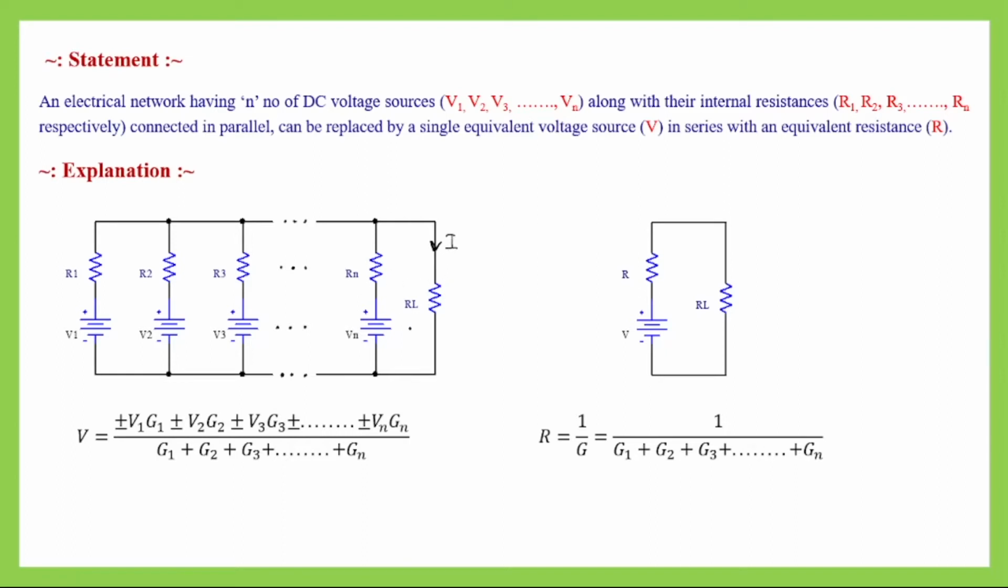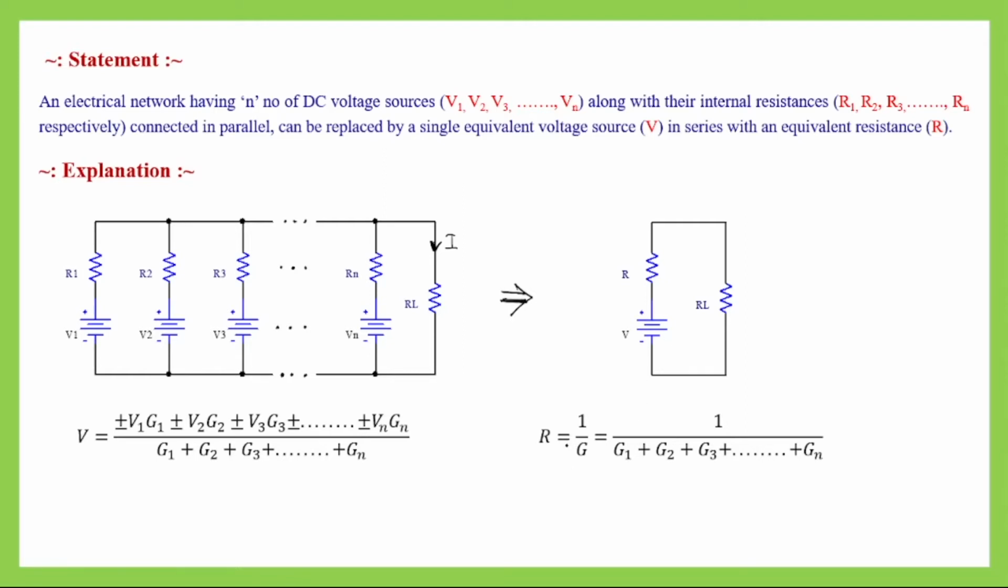Now apart from this load resistor, the rest of the network can be represented by a single voltage source and a resistor connected in series. Now we will see what will be the value of that voltage source. The voltage value of that voltage source will be the algebraic sum of the product of voltage value and the conductance of that path divided by the summation of conductance of all the branches, and also the equivalent resistance which is connected in series with that equivalent voltage source.